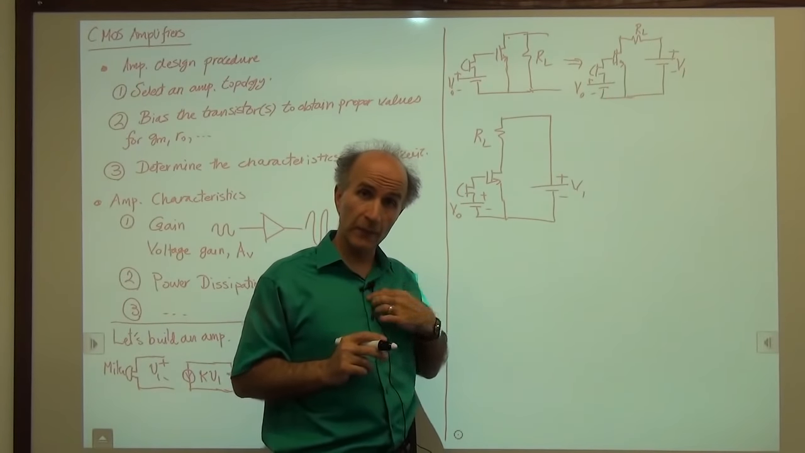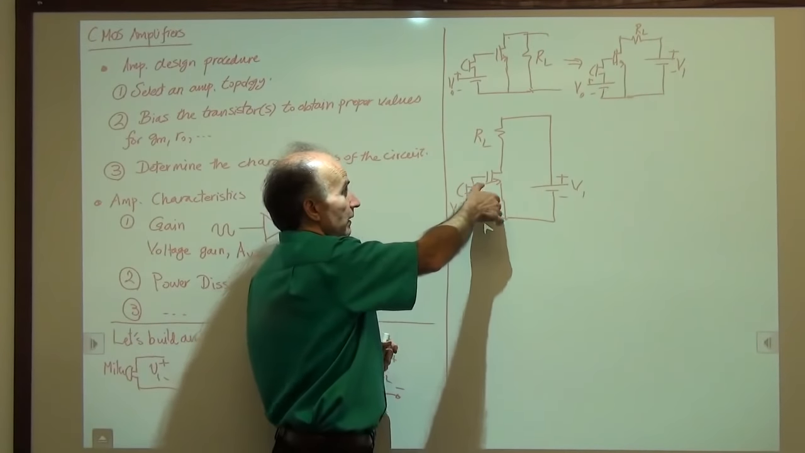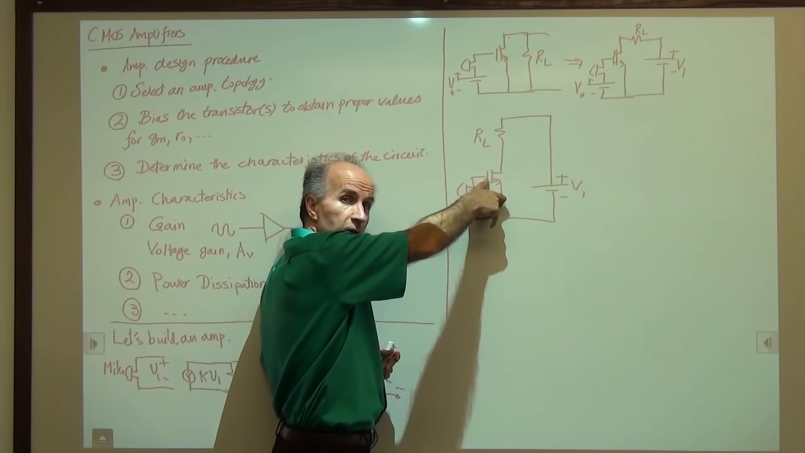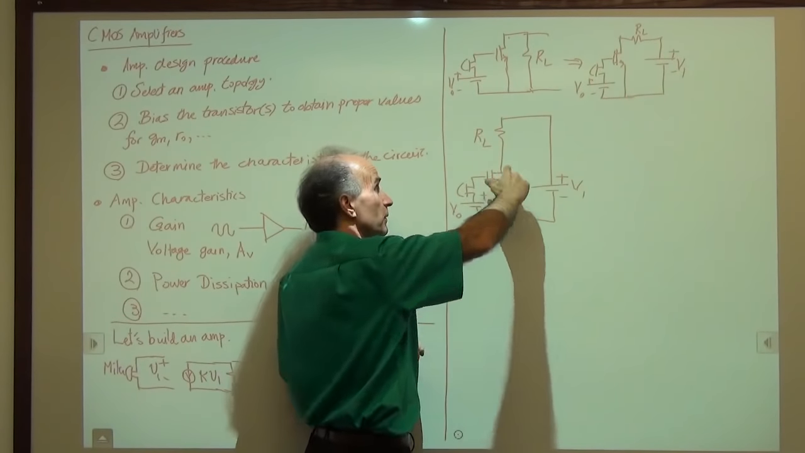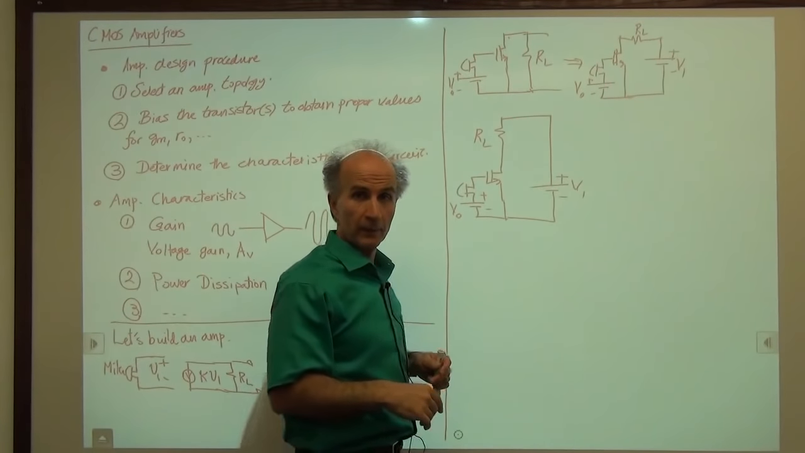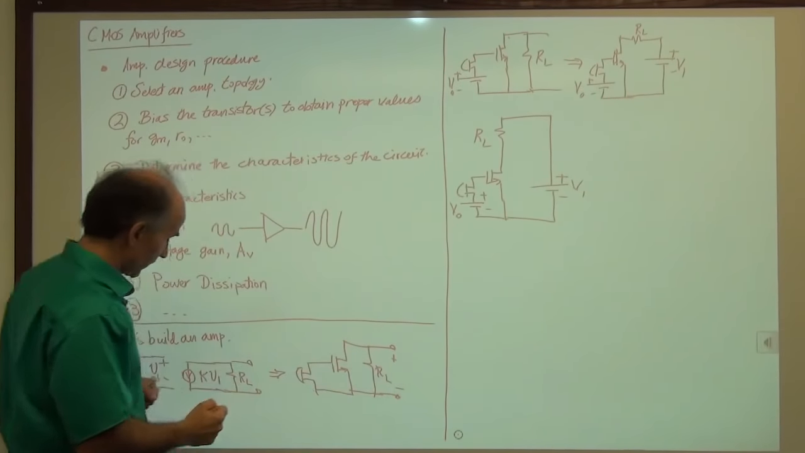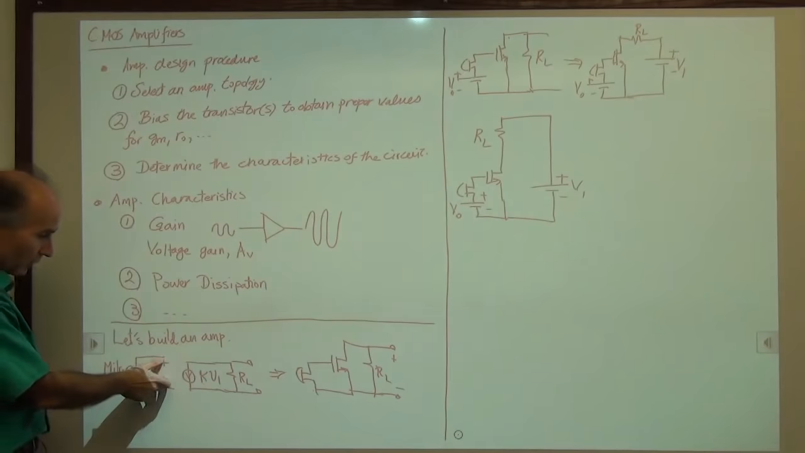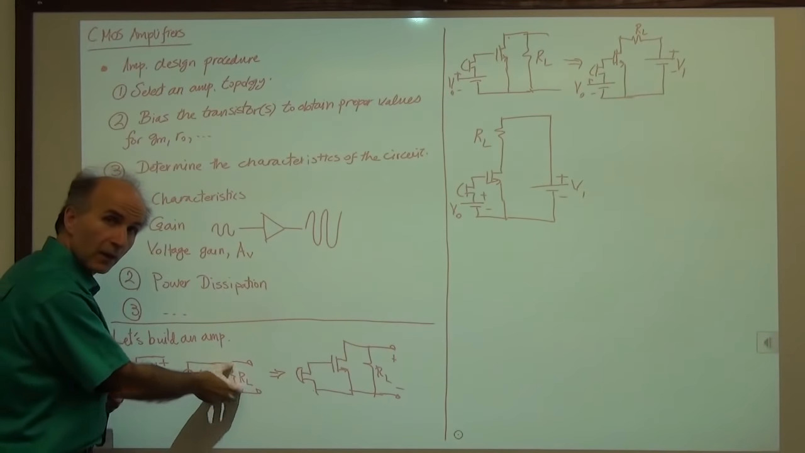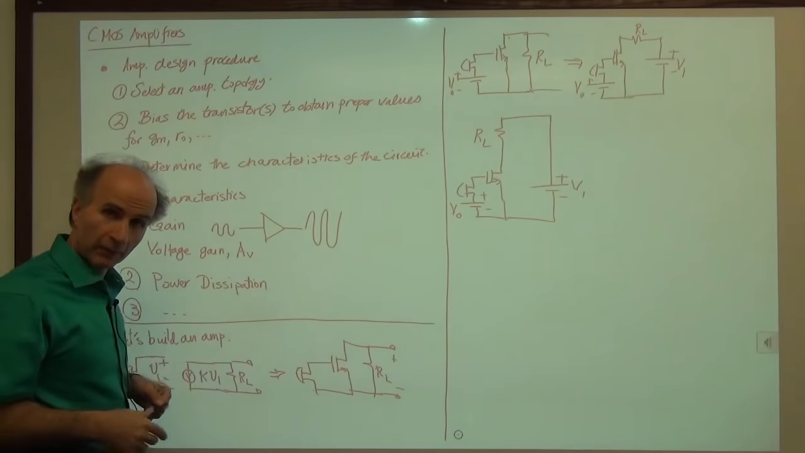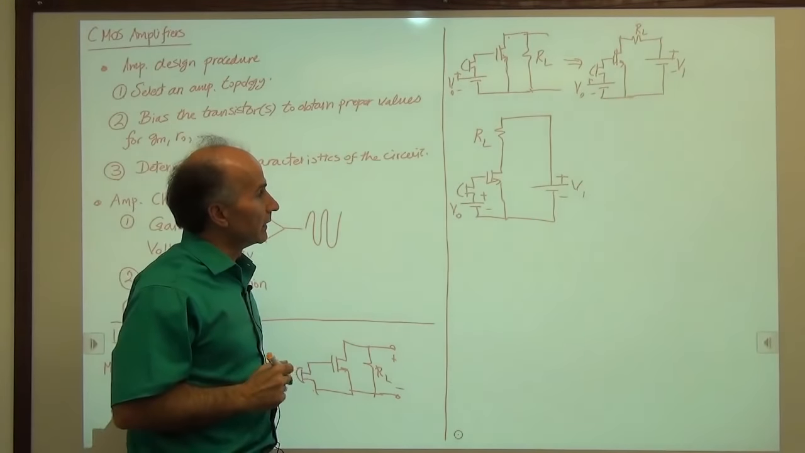Now, if I speak into the microphone like this, what happens? Well, this VGS begins to change with the microphone signal, which means this current begins to change, which means this voltage begins to change. And that's how we are hoping to build an amplifier. The microphone changes this voltage. This voltage generates a current. This current flows through the resistor. This voltage changes. That's our amplified voice. So it comes out.